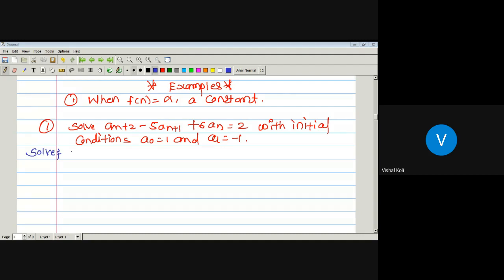First we have to find its homogeneous solution by taking f of n equal to 0. Here f of n is equal to 2, which is constant. After finding the homogeneous solution, we have to find its particular solution.